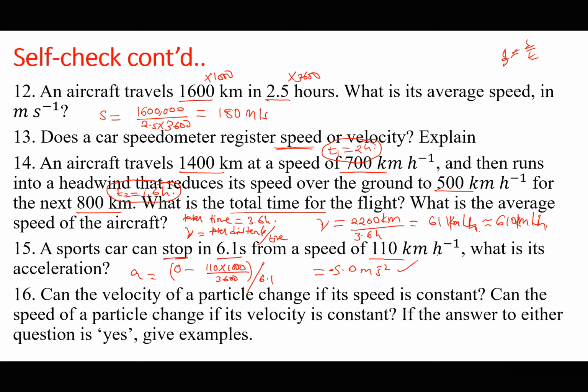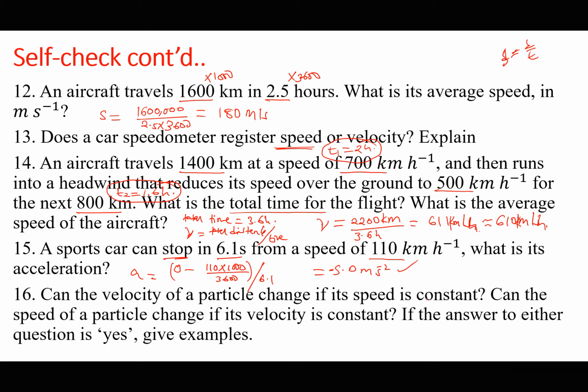Then: can the velocity of a particle change if its speed is constant? Can the speed of a particle change if its velocity is constant? If the answer to either question is yes, give examples. So can the velocity of a particle change if its speed is constant? Yes, because velocity depends on the direction. Speed can remain constant, but if the direction changes, the velocity changes.